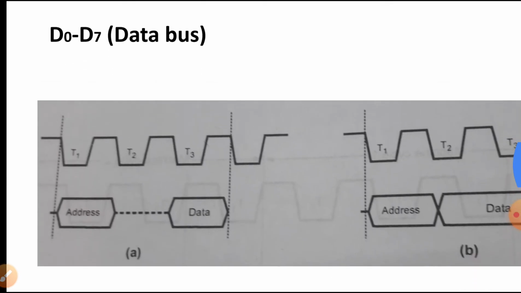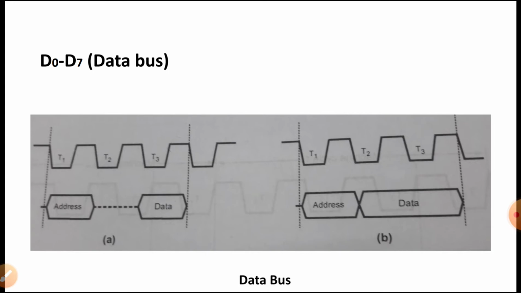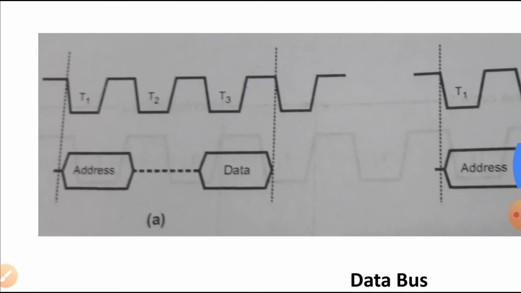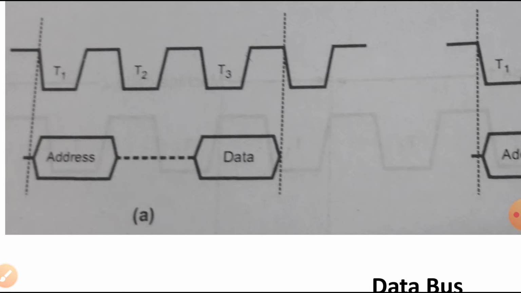Now the data bus. The data from the memory or the input output devices, and from the microprocessor to memory or input output devices, is transferred during T2 and T3. Whatever data transfer has to take place, it transfers during the T2 and T3 states. So it is important to note here that in the read machine cycle, data will appear on the data bus during the later part of the T2 state, as shown in this particular figure.